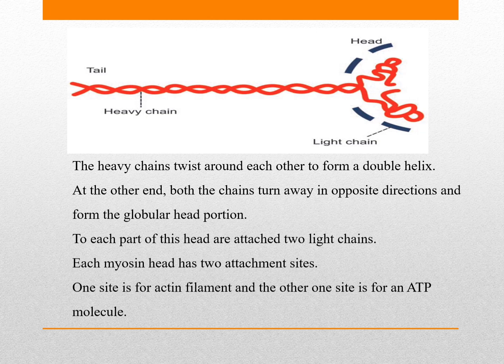To each part of this head are attached 2 light chains. This side 2 light chains, this side 2 light chains. So the head portion has 4 light chains. Each myosin head has 2 attachment sites. One side is for the actin filament and the other side is for an ATP molecule.